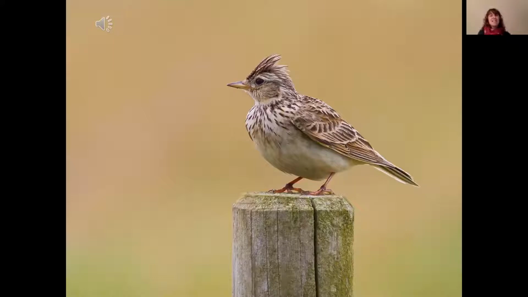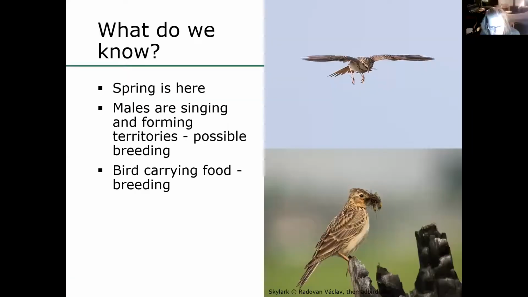So that's the lovely Skylark singing there. You should be hearing lots of that up on the downs at the moment.